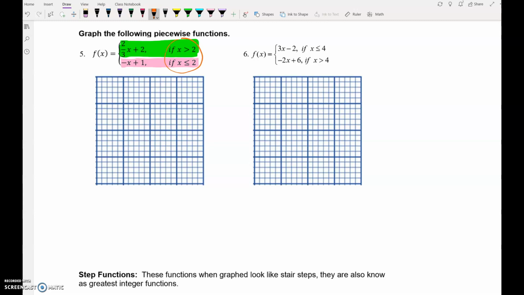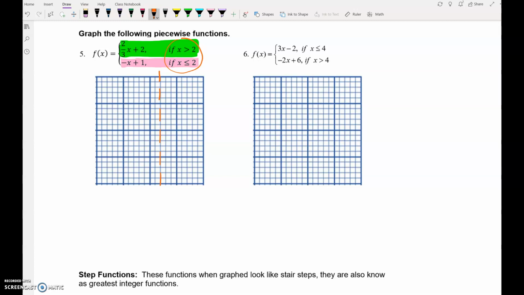At an x value of 2, that's where we're going to change over. If x is bigger than 2, we're going to use the top function. When x is 2, we'll use the pink function. And when x is smaller than 2, we will still use the pink function. So I am going to put in a vertical dashed line at 2 to let me know that that is the changeover point. That's where we're going to have to switch from one function to another.